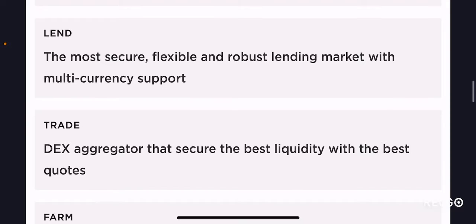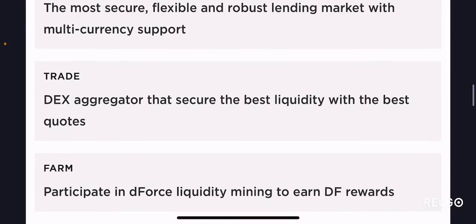So if you take the lend option, it says the most secure, flexible and robust lending market with multi-currency support. So again, similar to other lending platforms like Aave or Compound Finance, you can lend your tokens and earn a higher interest or even earn additional tokens by using the lend feature, right? And they also support multiple different currencies. We'll see that in a few seconds.